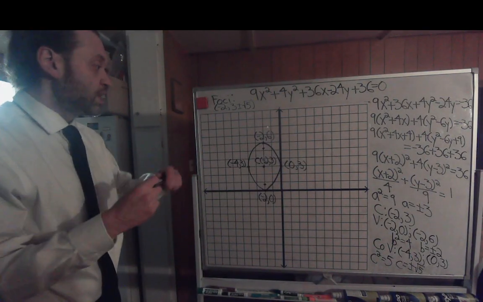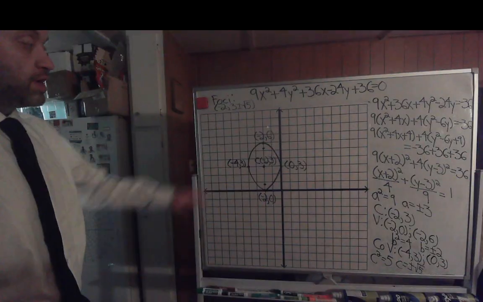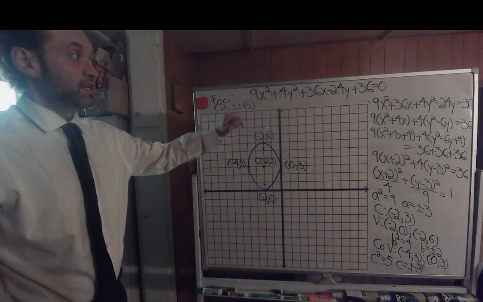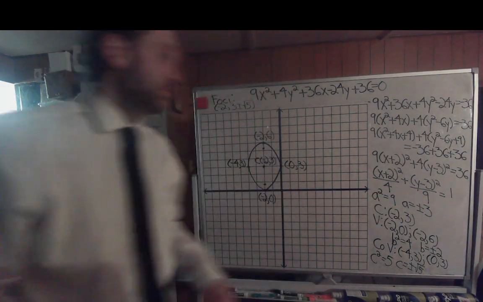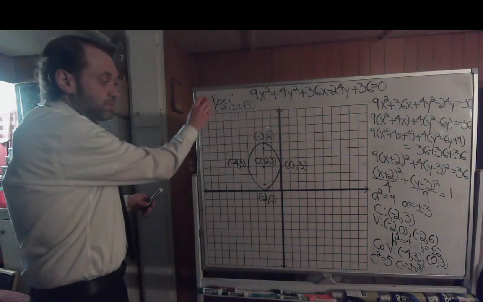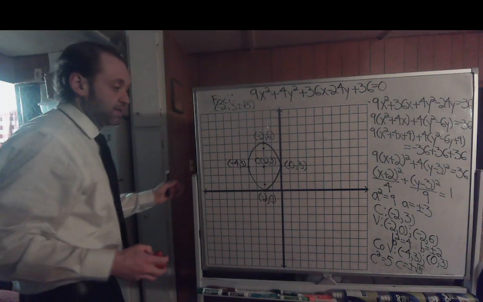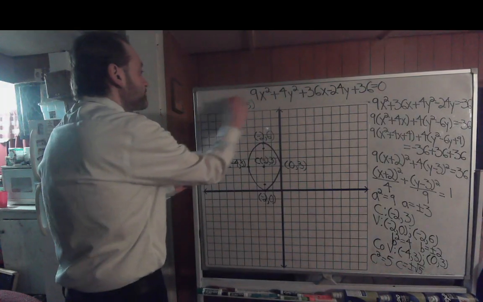So there we go. There's the graph of this ellipse where we started out with this mess and got it down to something much simpler with the center at negative 2, 3 and those vertices. All right.